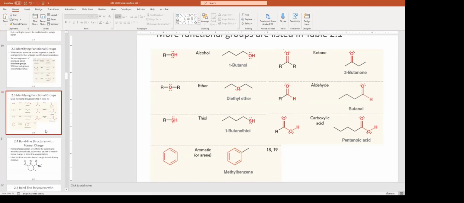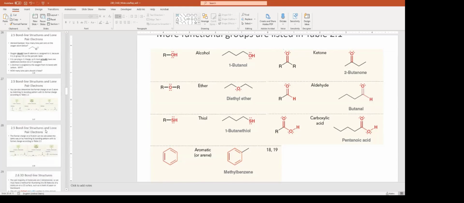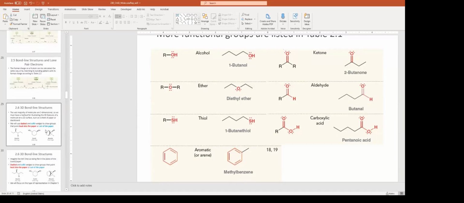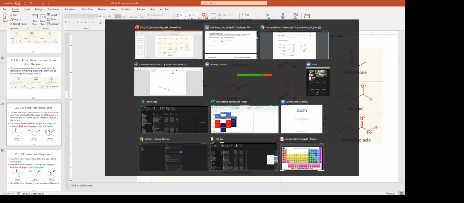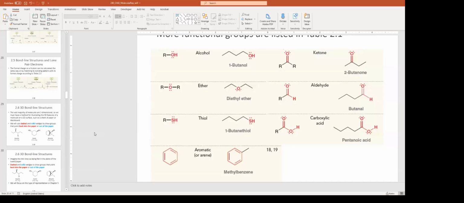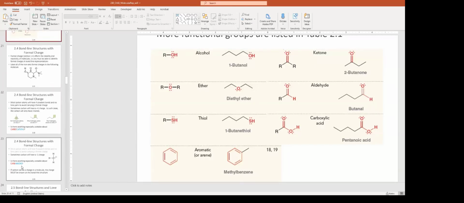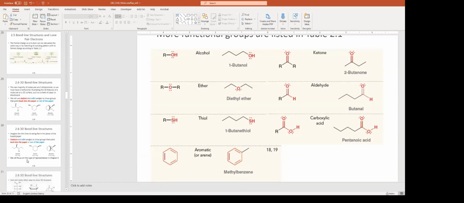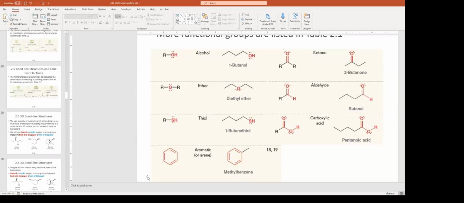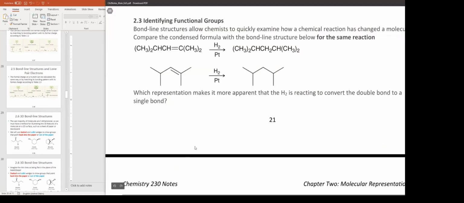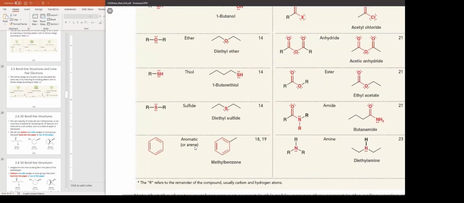And there are more. Where are the rest? And how did they get left off? Esters, amides, and amines. All right, let me draw those in real quick. Oh, they're there. They're on your notes, right? Okay. Sulfides. Sulfides somehow got left off.